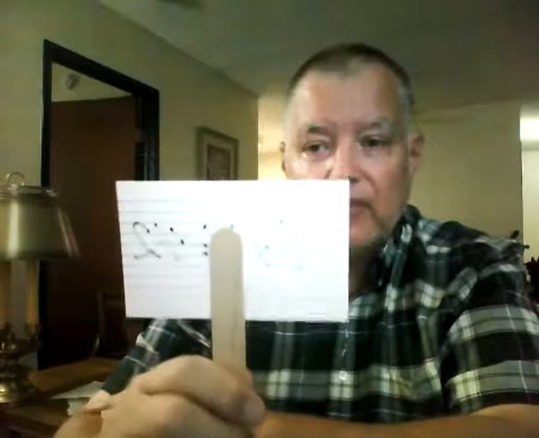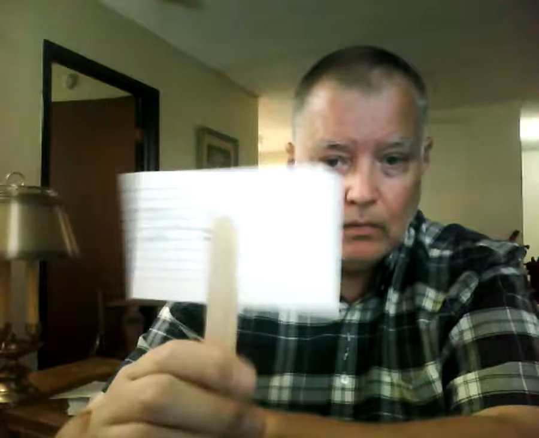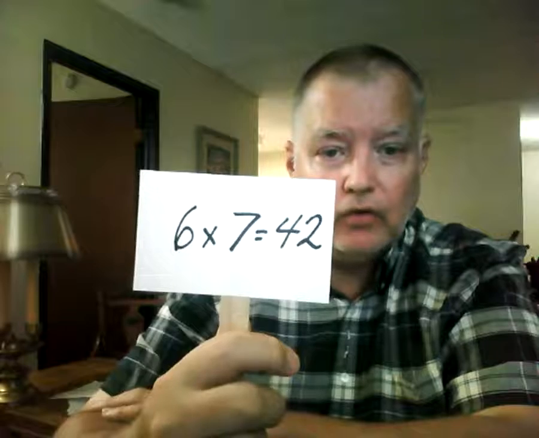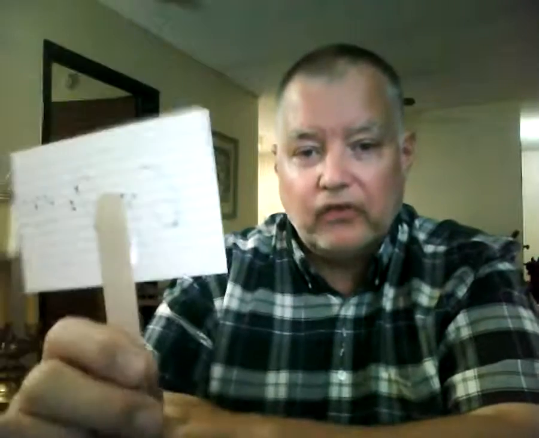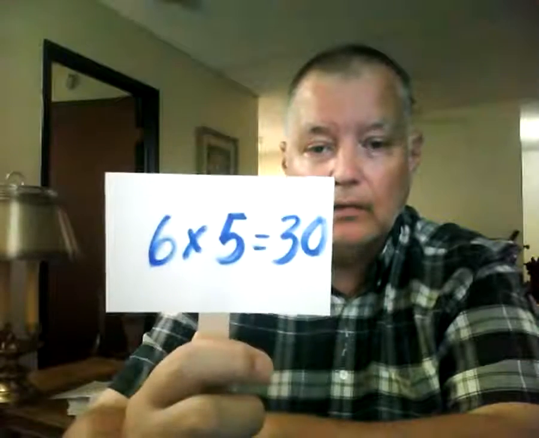What's 6 times 7? 42. What's 6 times 9? 54. What's 6 times 10? 60. What is 6 times 5? 30.